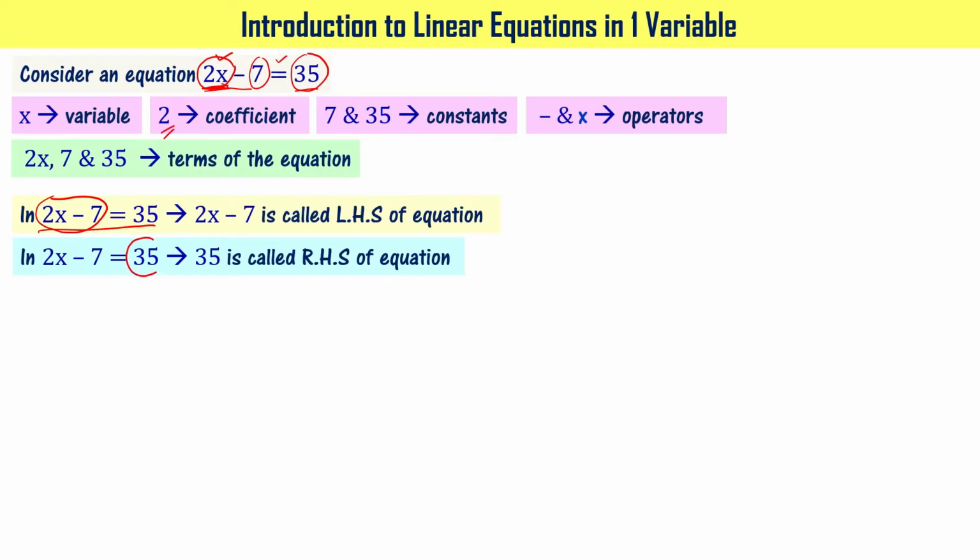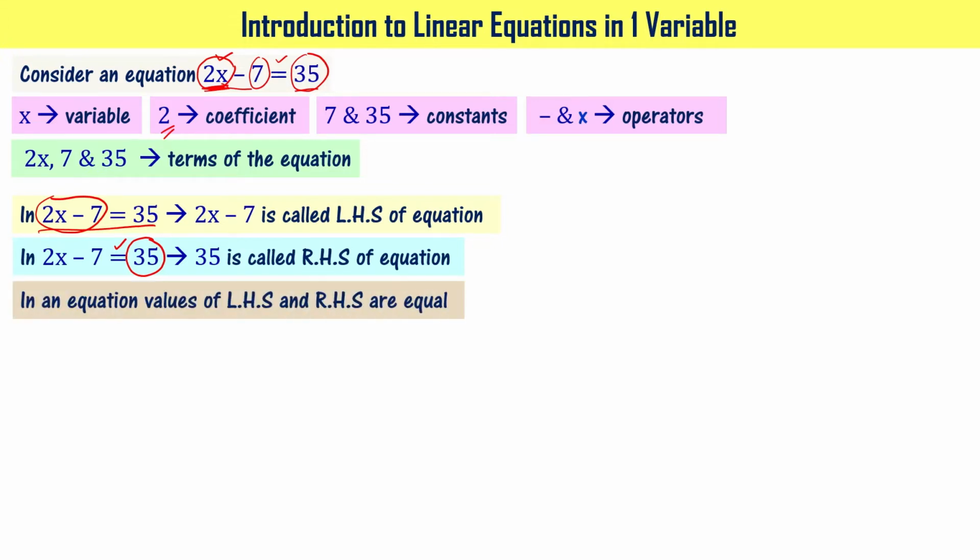This 35 is on the right hand side of the equal to symbol. That is why it is called the RHS of the equation. 2x minus 7 is on the left hand side of the equal to symbol. That is why it is called the LHS of the equation. Please note that in an equation, the values of LHS and RHS are equal. It means 2x minus 7 is equal to 35, right?